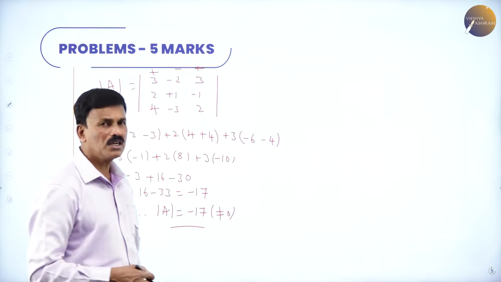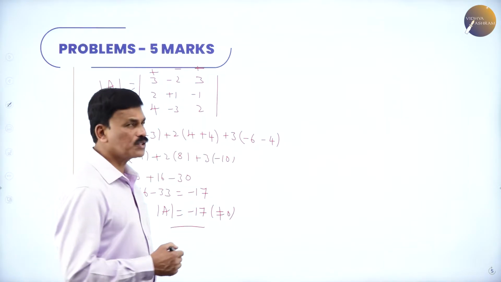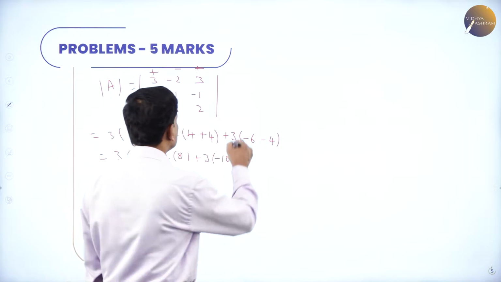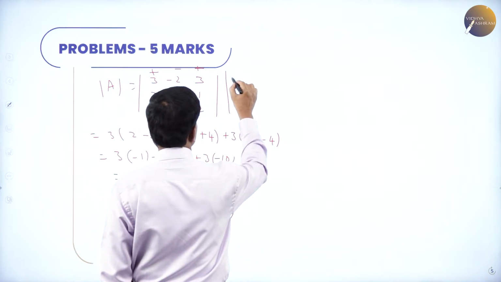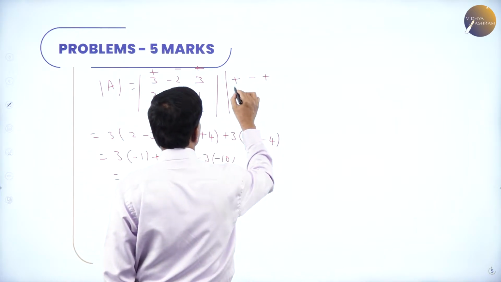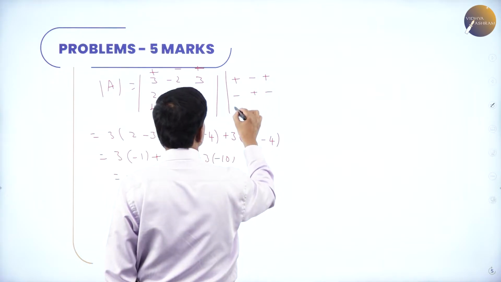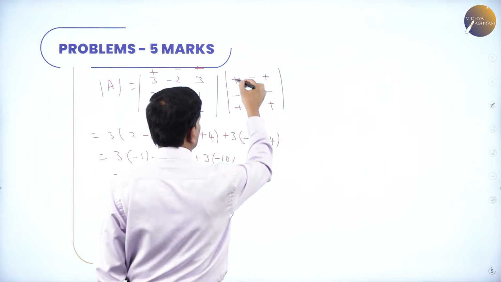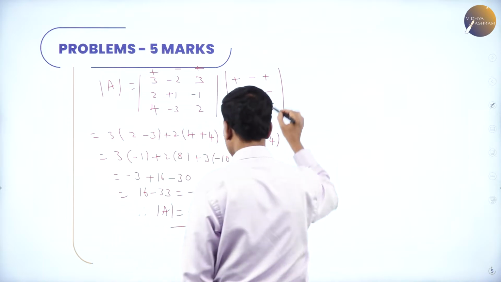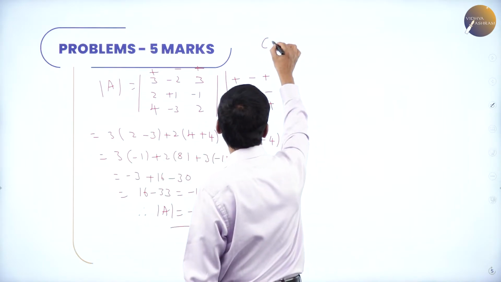Like this, find out the value of determinant of A. Okay. So to find the adjoint, find out the coefficient. So you know, for 3 rows 3 columns, the signs are plus, minus, plus, minus, plus, minus, plus, minus, plus. The diagonals are positive. Now just go on finding the cofactors.